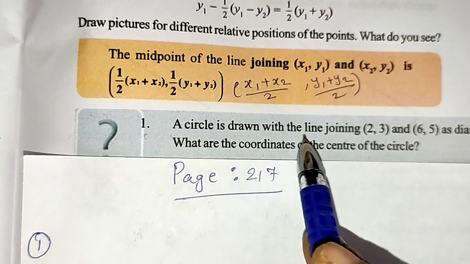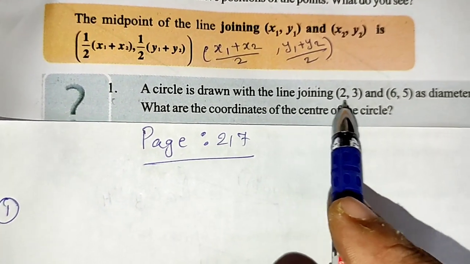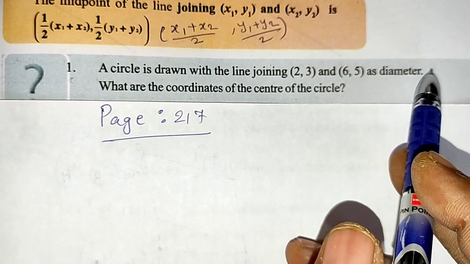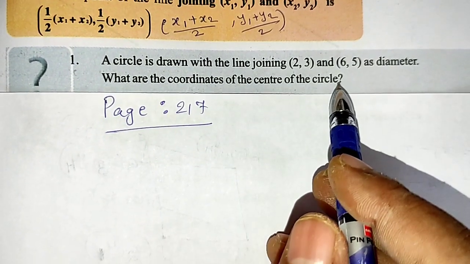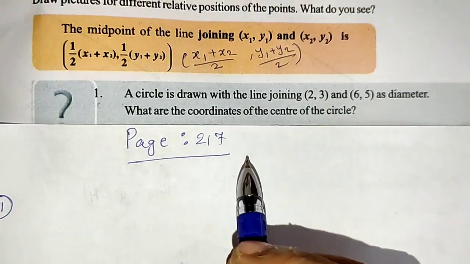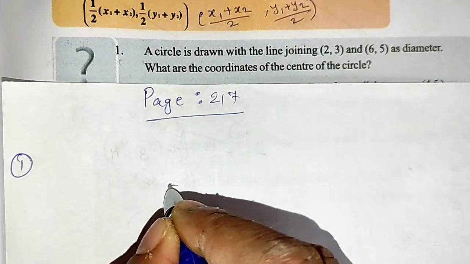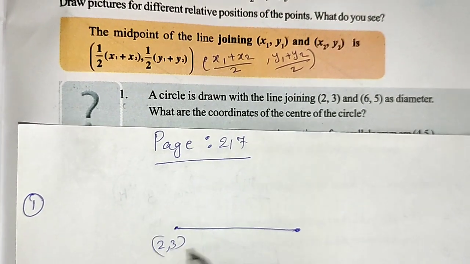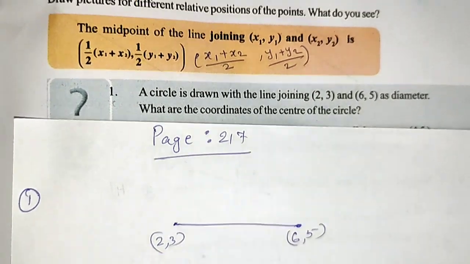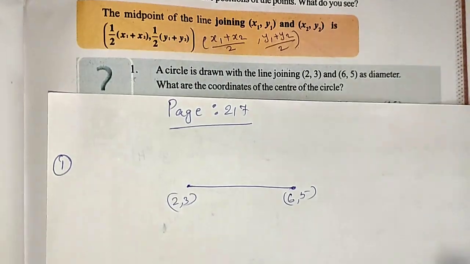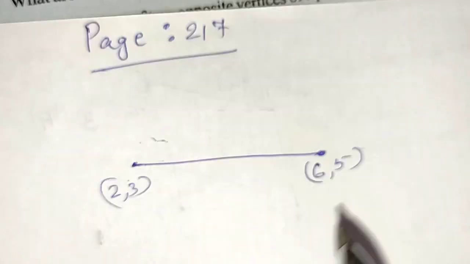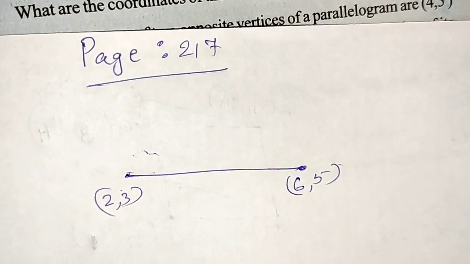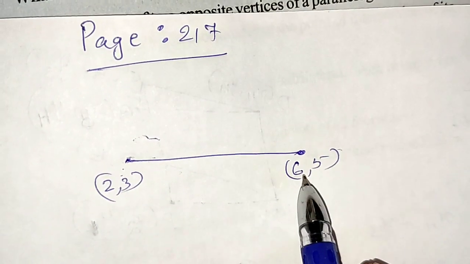Here a circle is drawn with the line joining (2, 3) and (6, 5) as diameter. What are the coordinates of the center of the circle? Suppose this is the line joining the points (2, 3) and (6, 5). This line is the diameter of the circle.